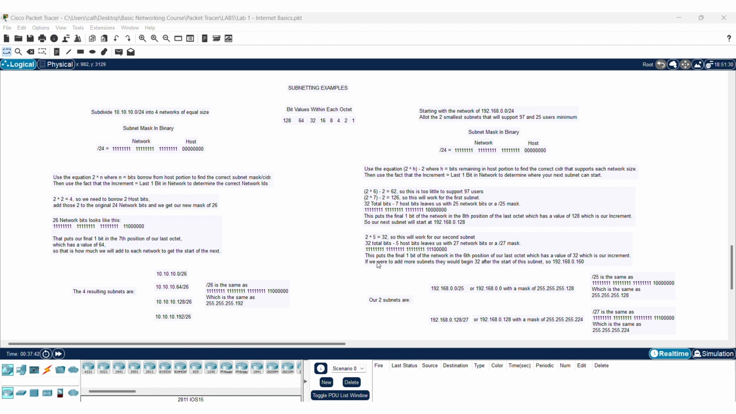If we were to add another subnet on top of this, it would have to start 32 after the beginning of this subnet, which started at 128, and that would put it at 160. So our two resulting subnets that we would be able to create to hold these 97 and 25 users would be 192.168.0.0/25 and 192.168.0.128/27. Remember that /25 in binary would be the same as 255.255.255.128 if we were to calculate that back out. And the /27 would be the same as 255.255.255.224.